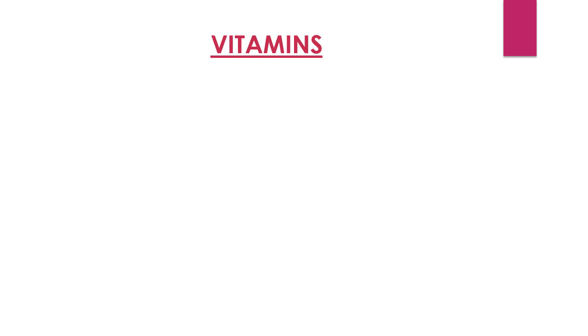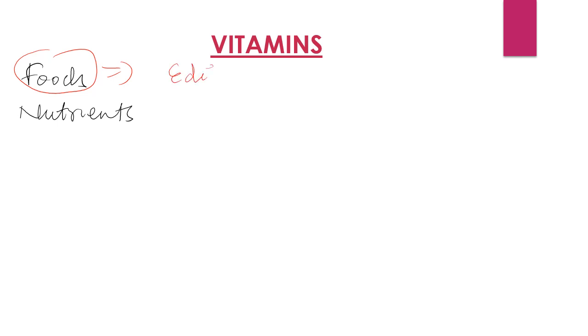Before knowing about vitamins, let us first know what are foods and what are nutrients. Foods are those substances which can be eaten. That means they are the edible substances. Those substances which can be eaten are called foods. For example, we can eat rice. So this is edible in nature, so rice is a food. We cannot consume a chair, so this is not a food.